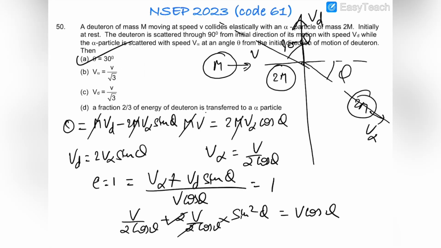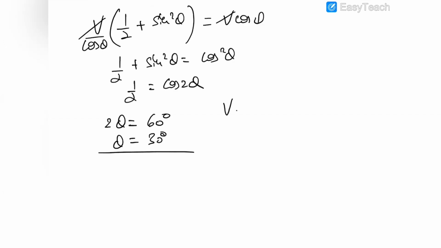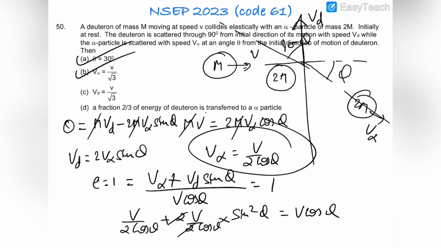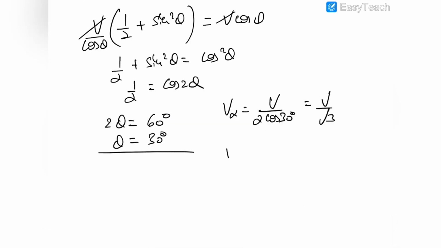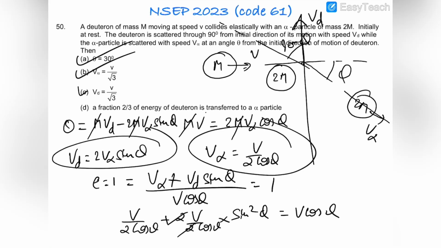V alpha is V by root 3, where V alpha is this one. So V alpha is V by 2 cos 30. So this is V by root 3. So option B is also correct. Vd is V by root 3, where Vd is this one, 2V alpha sine theta. So this is 2 into V by root 3 into sine 30 is 1 by 2. So this is again V by root 3.